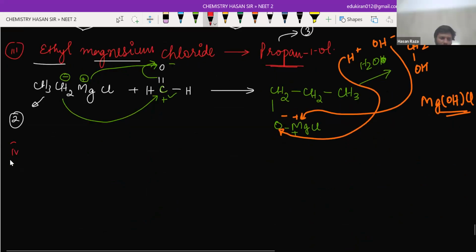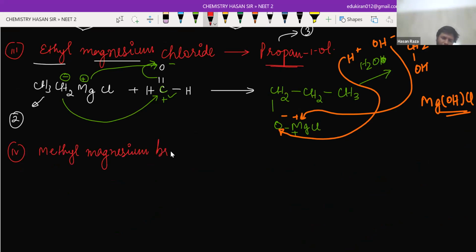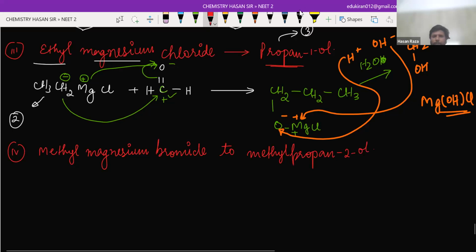The fourth conversion here is about your methyl magnesium bromide. That means you are going to convert this into 2-methylpropan-2-ol.